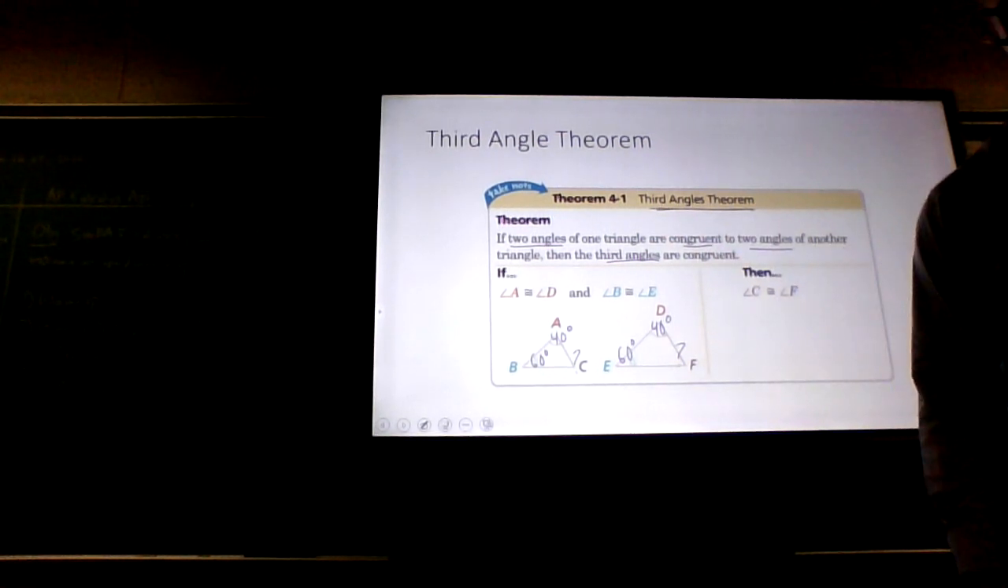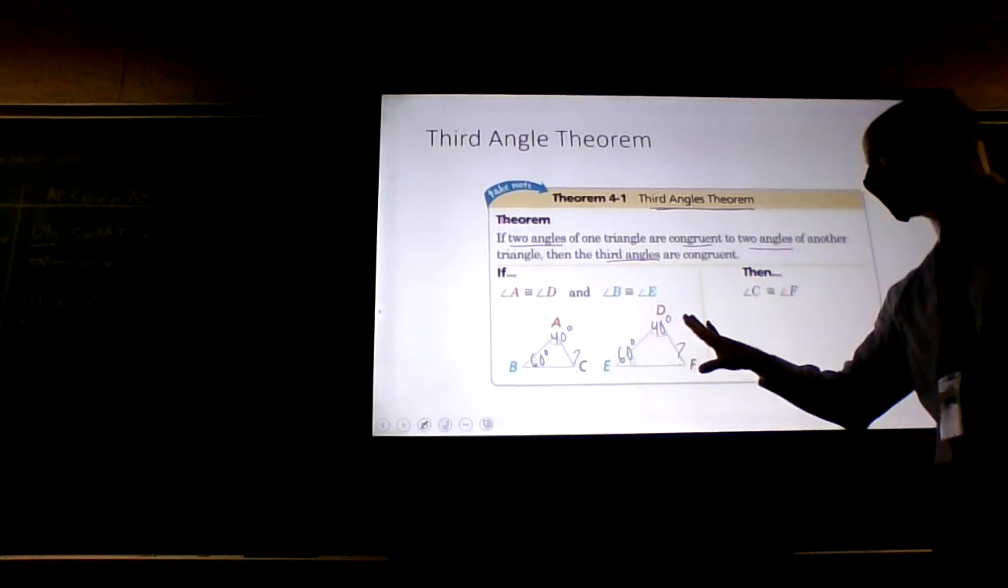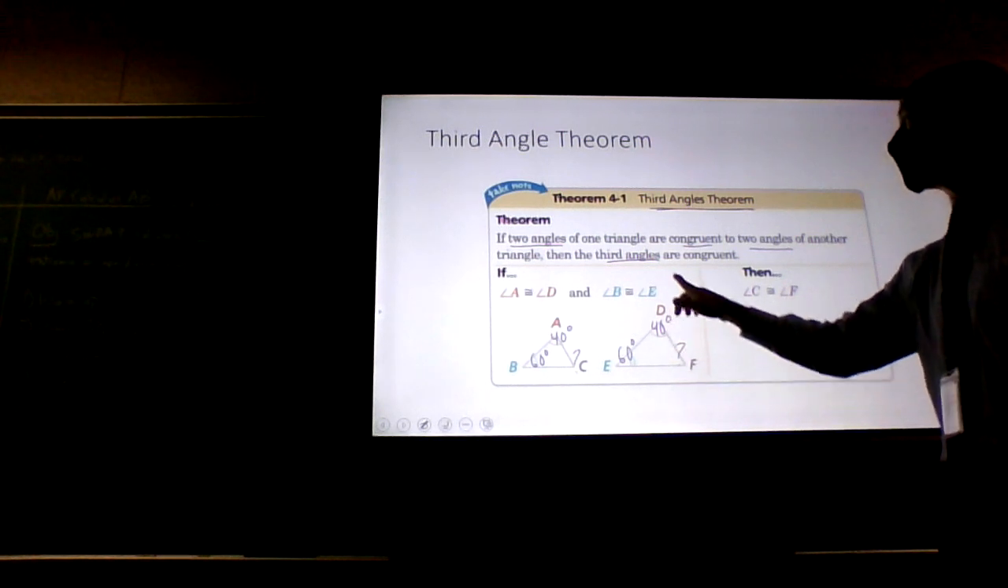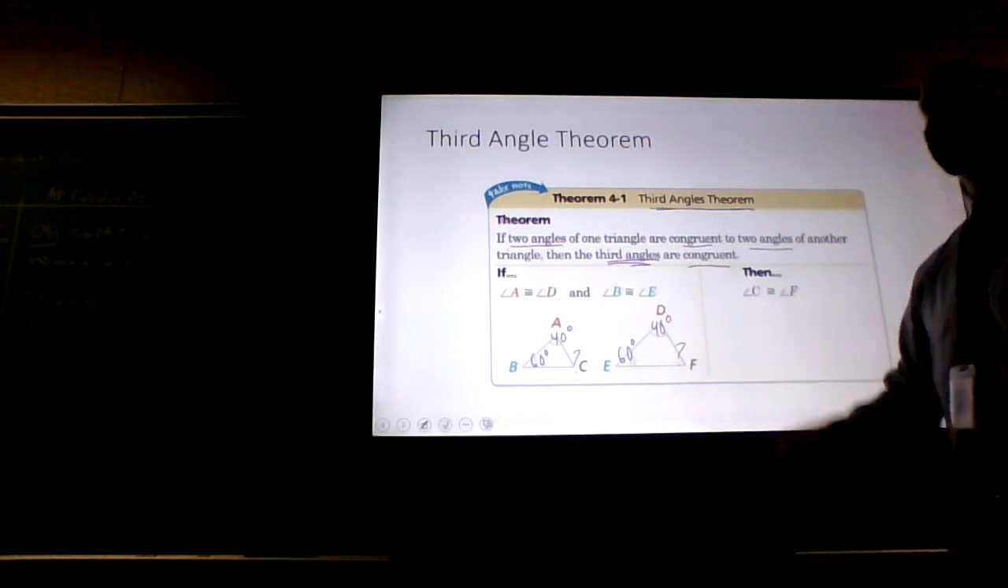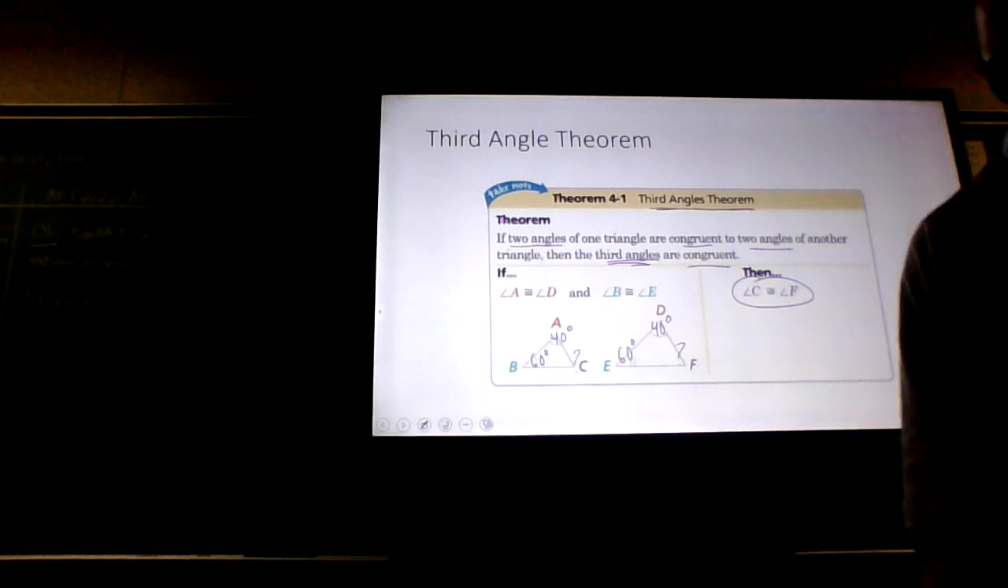I'll say it again. If two angles of one triangle are congruent to two angles of another triangle, then their third angles are congruent. In other words, in this case, angle C is congruent to angle F.